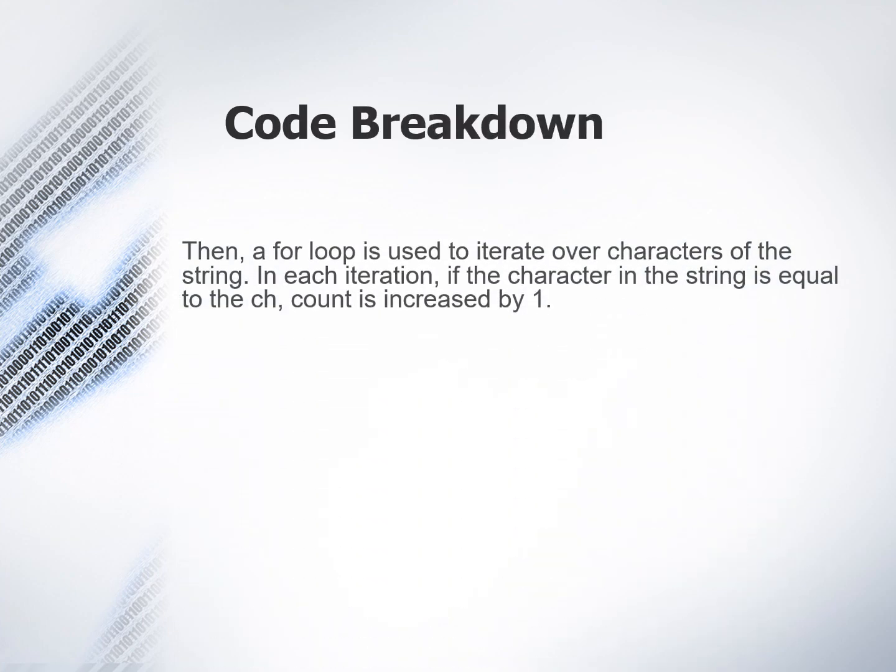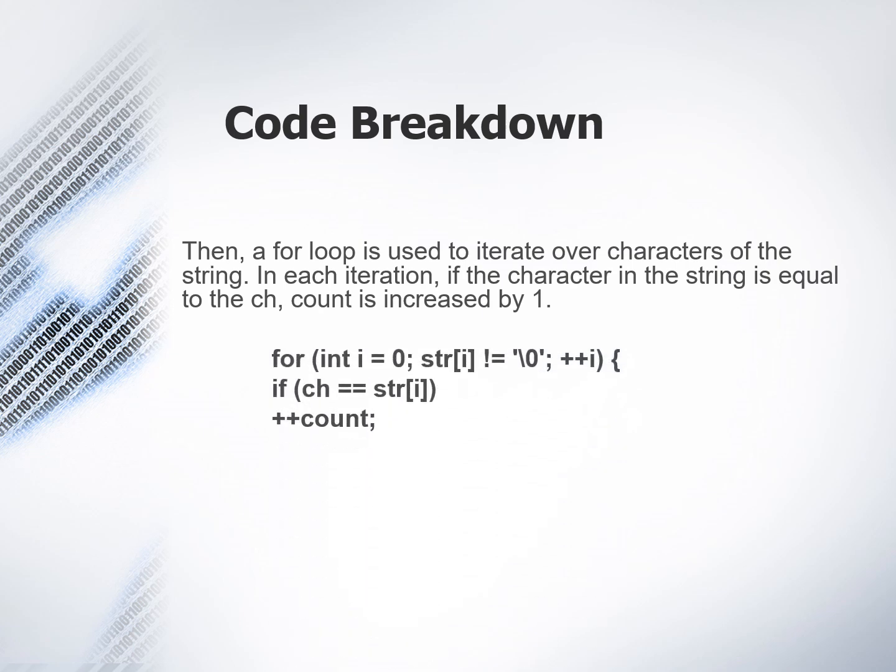Then a for loop is used to iterate over the characters of the string, and in each iteration, if the character in the string is equal to ch, the count is increased by 1. So we have this for loop that says int i equals 0, str[i] should not be equal to the null character, then ++i. And if ch equals str[i], then we will increment the count variable.